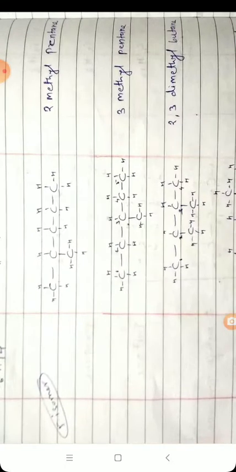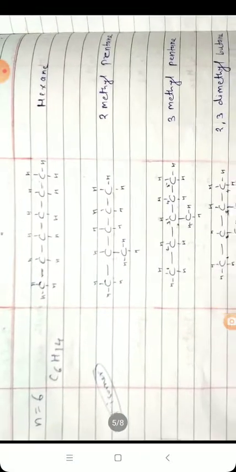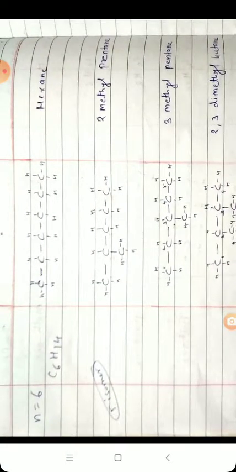Next, we take number of carbon equal to 6. If the number of carbon is 6, then what is the molecular formula? C6H14, and it has 5 isomers. C6H14. In the first structure, see, 1 2 3 4 5 6, 6 carbon in a straight chain. So 6 carbon is called hex, and all carbon-carbon single bonds are present, so it is called ane. So the name is hexane.